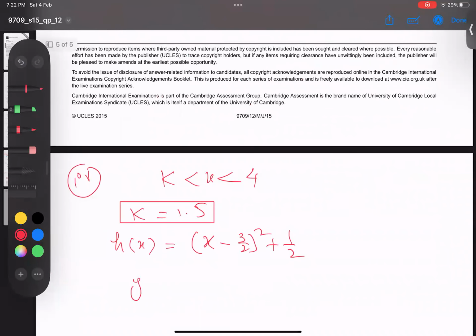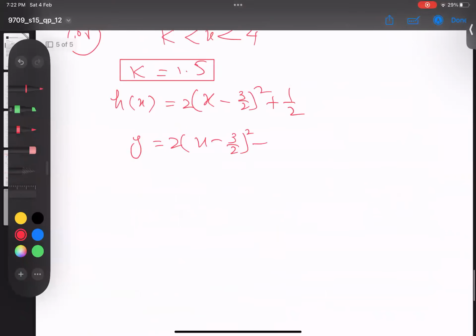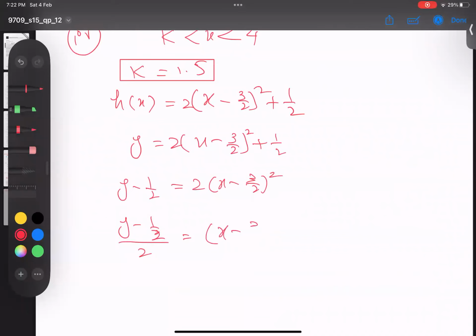Now, first of all, remove the function name, write y. Step. Sir, there is a 2 before the bracket. Oh, thank you very much. Let me confirm. Right time you told me. Thank you. So this half comes this way, and then divide by 2. Then take the root of both sides. I got plus and minus, the root of (y minus half) over 2.